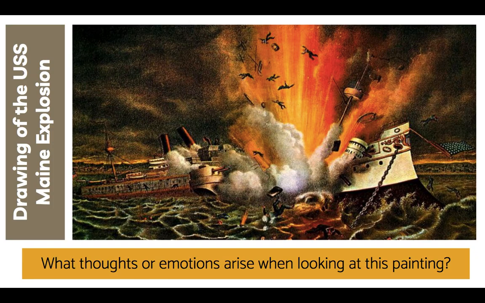So looking at this painting here, this was an example of something that was in the newspapers. Some guy went and drew this, depicting the explosion of the Maine. And you're looking at this, and it seems dark and eerie and evil. And you can see the boats exploding. But what also do you see?